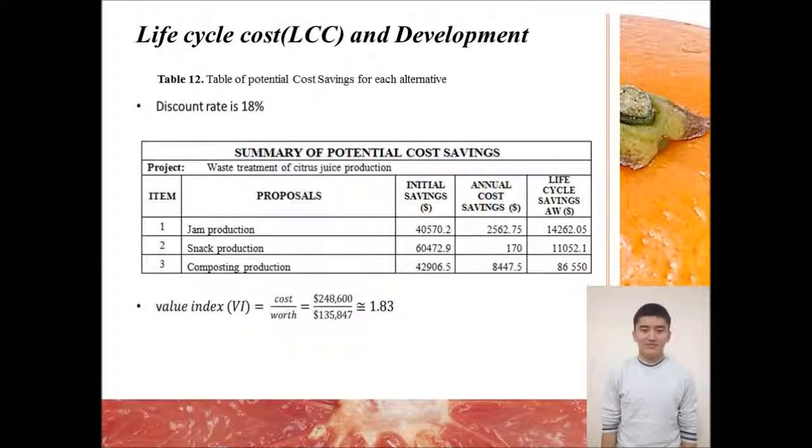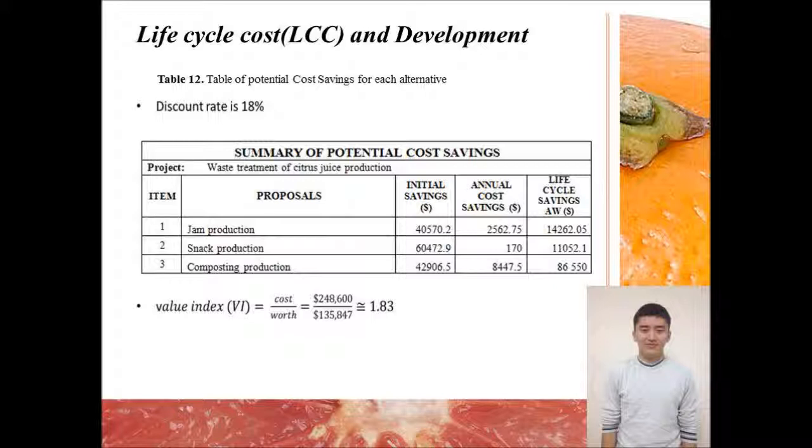The LCC table shows savings for the original and 3 alternative methods for the orange peel waste treatment, which are food for domestic animals, jam production, snack production, and composting production. It is important to mention that the project life cycle was calculated for annual worth. The discount rate was taken as 18% according to a top global statistics source. All costs, including capital costs, salvage costs, and maintenance costs, on average were estimated for 10 years, since it is the average time of equipment operation before decommissioning.